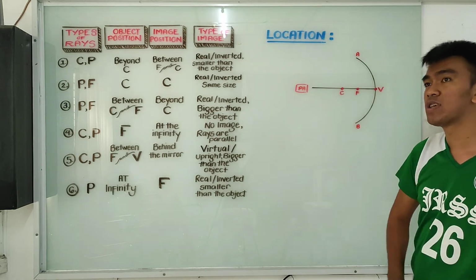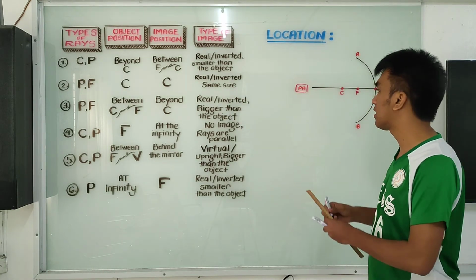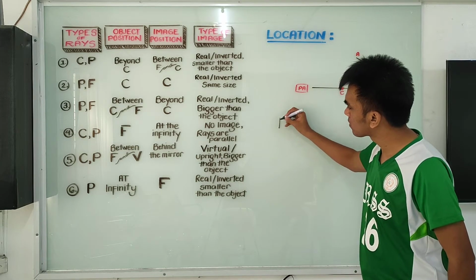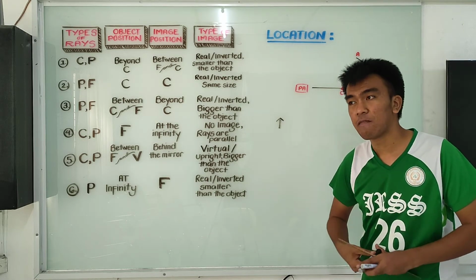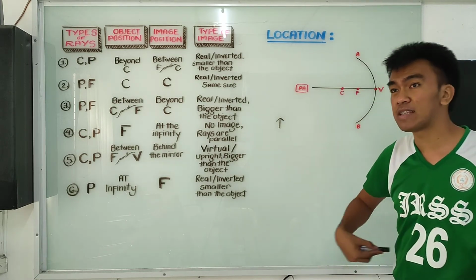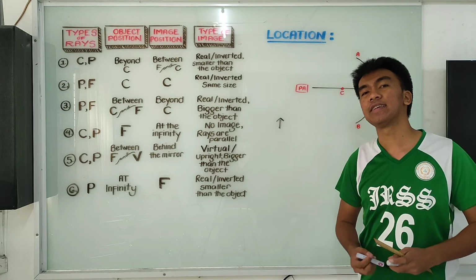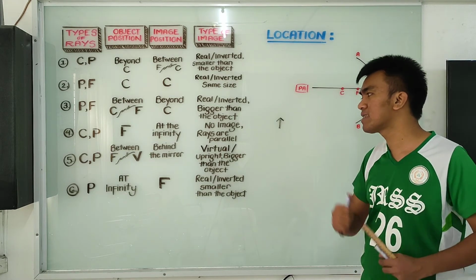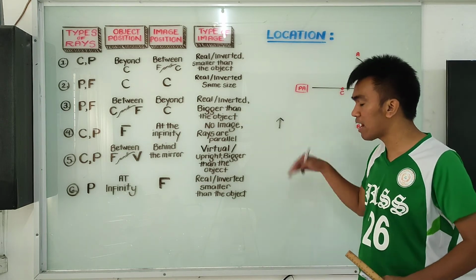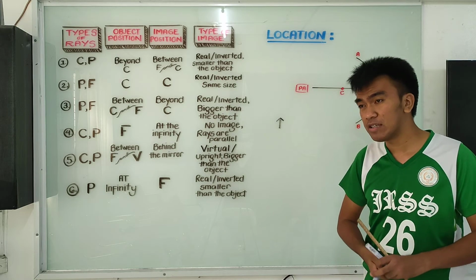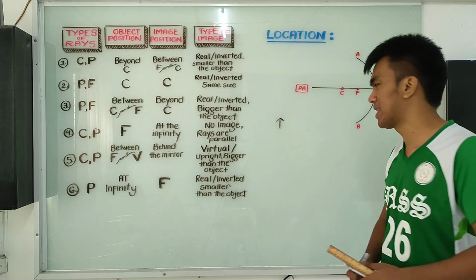So there are certain rules that you need to remember when illustrating a ray diagram. Always remember that an arrow represents an object. The height of the arrow also represents the height of the object. If the arrow points upward, it means that the image is upright. If the arrow points downward, the image is inverted.